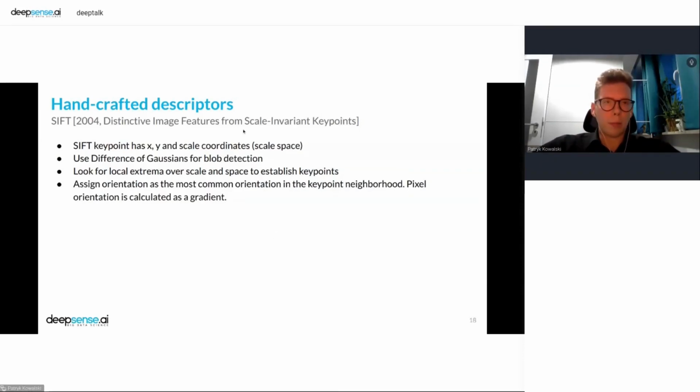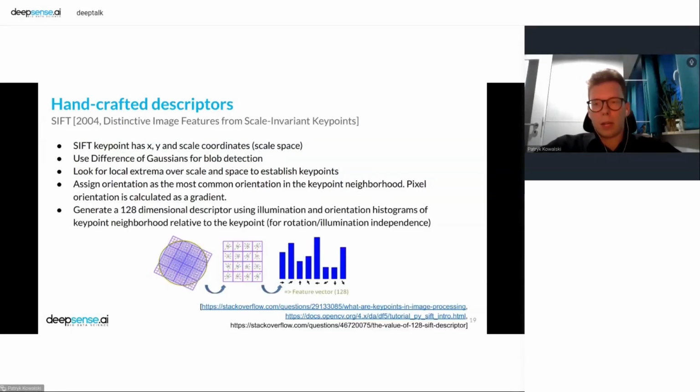We now need to describe them. To assign a descriptor, we assign an orientation as the most common orientation in the key point neighborhood. Orientation is calculated as a gradient. And we don't just need this orientation, we actually need this orientation referred to the key point's neighborhood. This way, the key point is rotation invariant, because you're not just looking at its orientation, you're looking at its orientation relative to things that would rotate alongside it if you were to rotate the picture.